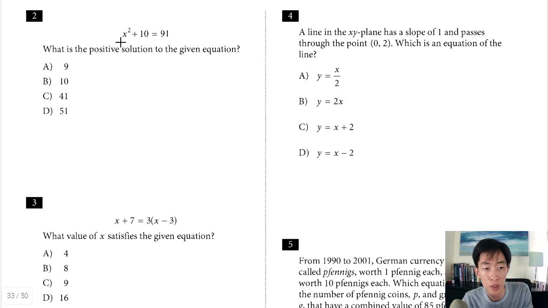Question 2, x squared plus 10 equals 91. What is the positive solution to the given equation? The reason they're asking for the positive solution is because we have an x squared. So probably the easiest way to do this is straightforward algebra. Subtract 10 from both sides. We get x squared equals 81. Now we're going to take the square root of both sides. So we're going to get x equals positive and -9. And they're saying they only want the positive solution, so the answer is A.